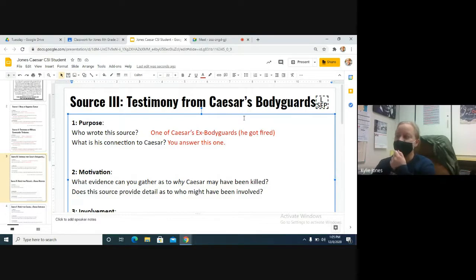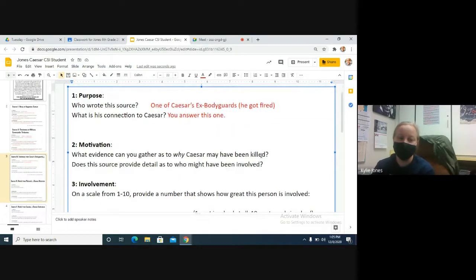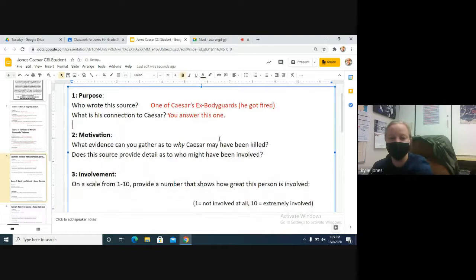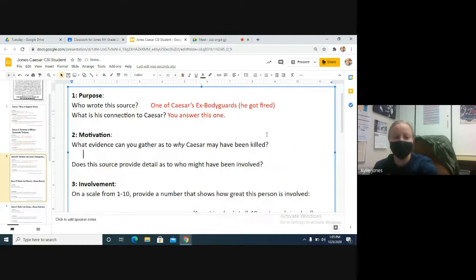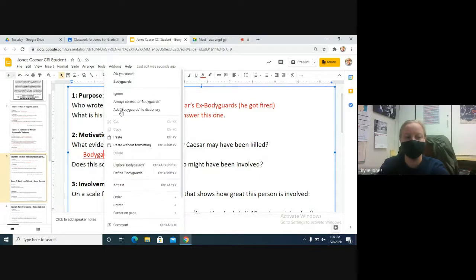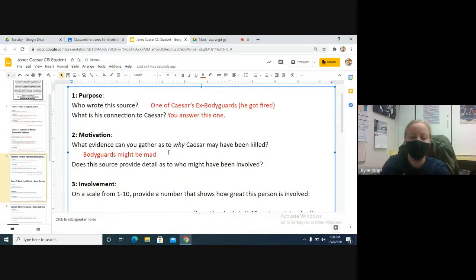So I'm going to scroll down just a little bit here. Based on this, let's look at number 2. What kind of evidence did this letter talk about that might give you the hint that Caesar's going to be killed? Okay, the bodyguards might be mad. No, that was the general. So the bodyguards might be mad. I don't think it was them, I think it's the other guy.